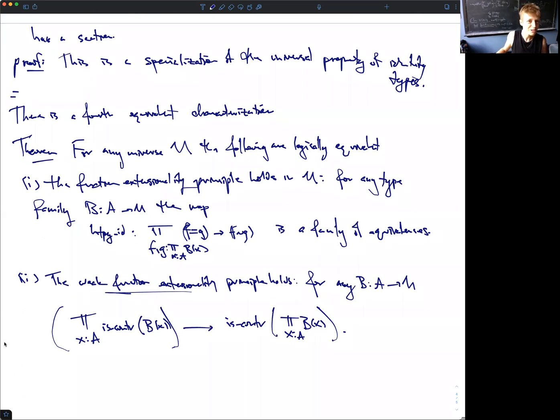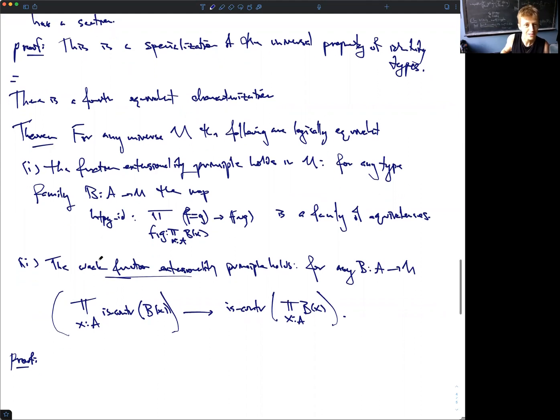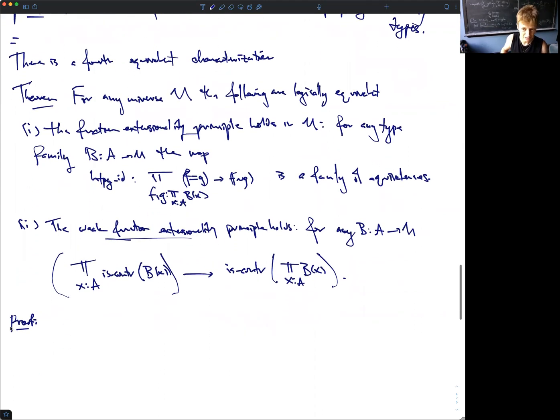What's interesting here is that once I've proven the logical equivalence between these two statements, if you believe me when I said that it's not possible to prove function extensionality from the other axioms of type theory, it will follow that it's not possible to prove weak function extensionality either. And that's also a little bit interesting to think about. So that's something I invite you to explore on your own time. Okay, so I'm going to prove the logical equivalence between these two.